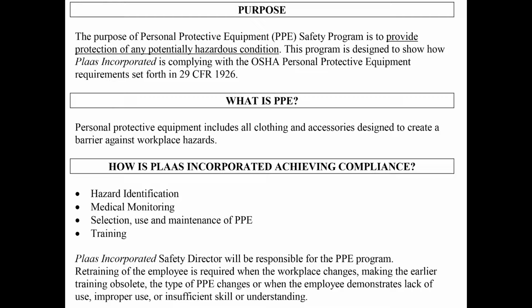How is Plaas Incorporated achieving compliance? Hazard identification, medical monitoring, selection, use, and maintenance of PPE, and training. Plaas Incorporated Safety Director will be responsible for the PPE program. Retraining of the employee is required when the workplace changes, making the earlier training obsolete, the type of PPE changes, or when the employee demonstrates lack of use, improper use, or insufficient skill or understanding.